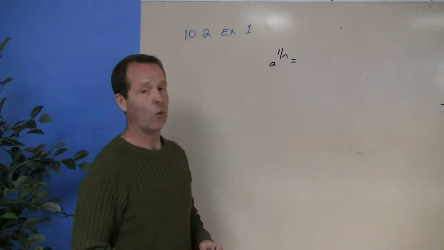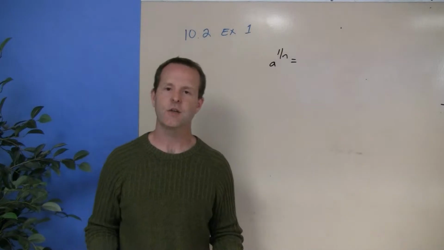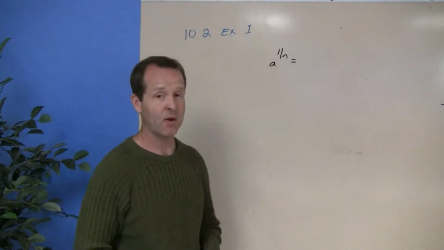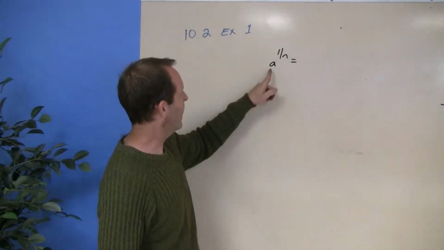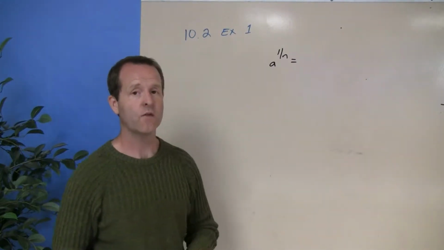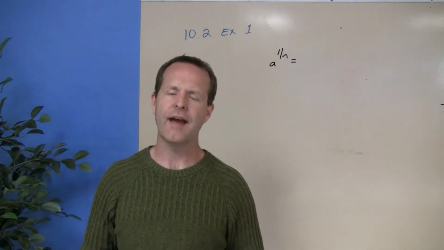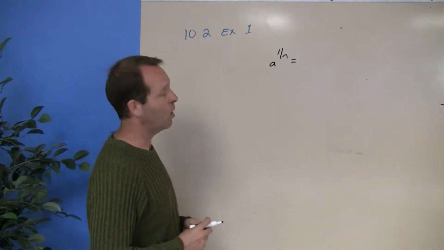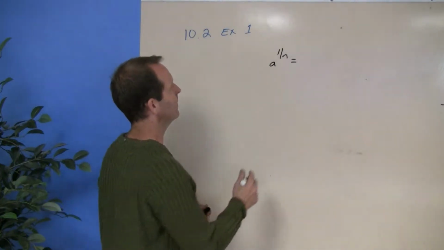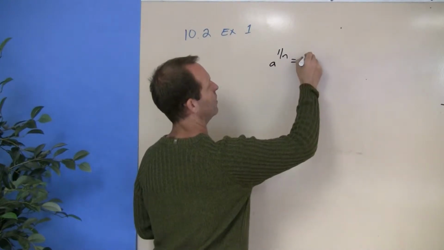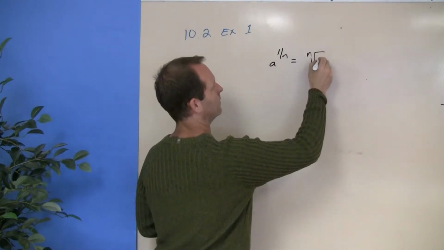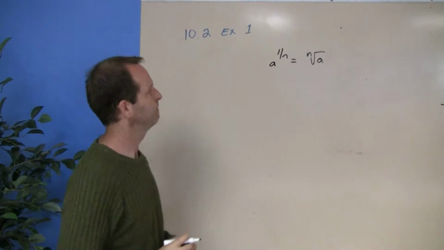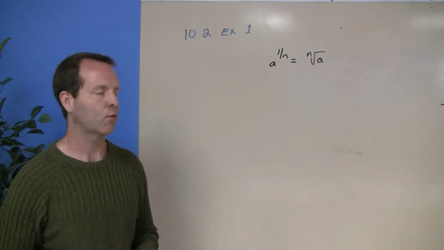Here we're going to be looking at rational exponents. Rational exponents are exponents that are fractions. I have just a generic a to the 1 over n. And let me help you have an idea what that also means. I can convert a rational exponent into a root. And this is the same thing as the nth root of a.